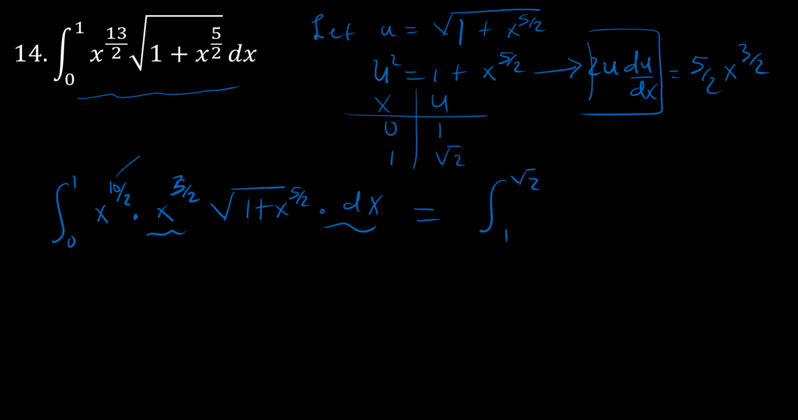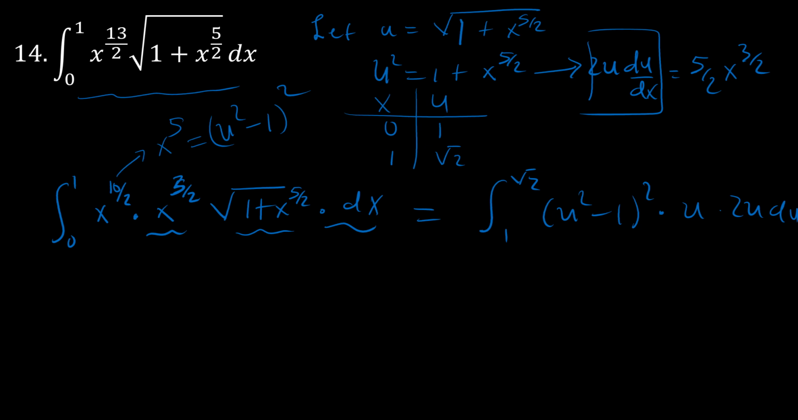This one here is x to the power 5, which is the same as u squared minus 1 from here, and then we square it so that the half goes away. So we have u squared minus 1 squared, and this part here is u, so it's u, and then we have 2u du.